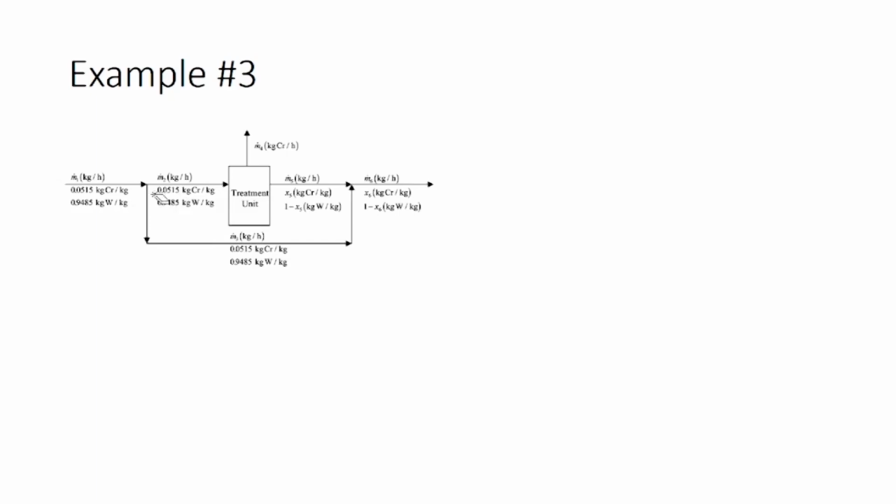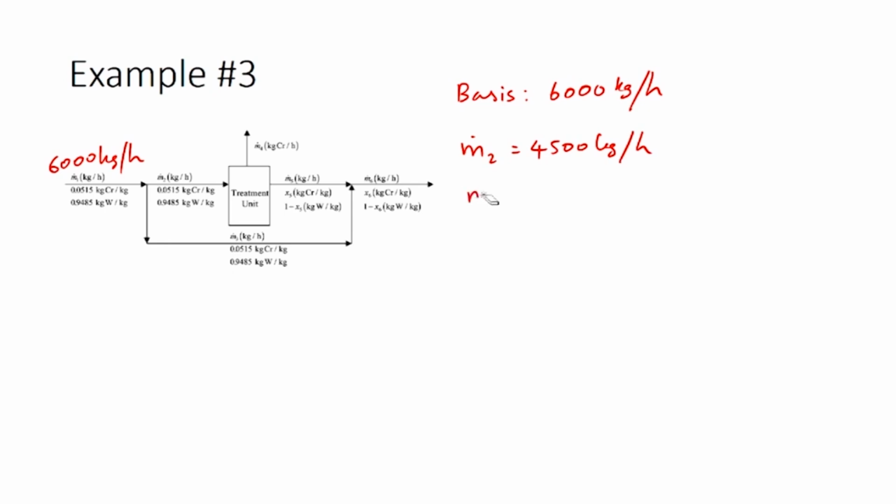We have been told that the basis to be used for our calculations is 6,000 kilograms per hour being fed. So, this M1 dot would be 6,000 kilograms per hour. This means only 4500 can actually enter the treatment unit. So, M2 dot is equal to 4500 kilograms per hour only, because that is what the treatment plant can handle. We know M1 dot is 6000 kilograms per hour.